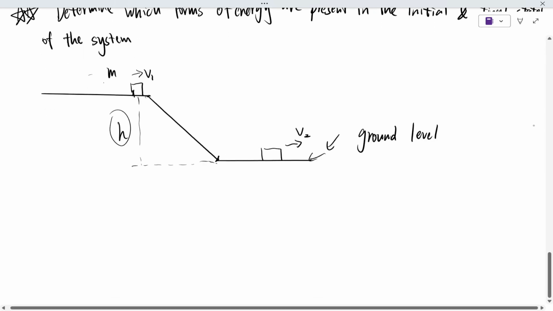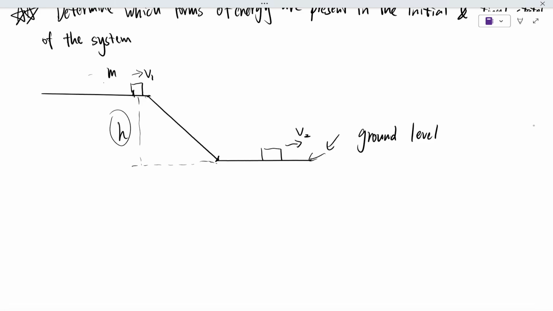So first of all, let's determine what kind of energy it has at the initial state. Is it moving? Yes, absolutely. So it has kinetic energy at the initial state. Is it above the ground level? Absolutely, because it is h above the ground level, which means it also has gravitational potential energy, which is UG. Is there any spring in this problem? No. So there's no spring potential energy, so we don't even need to write it down. So it is equal to.